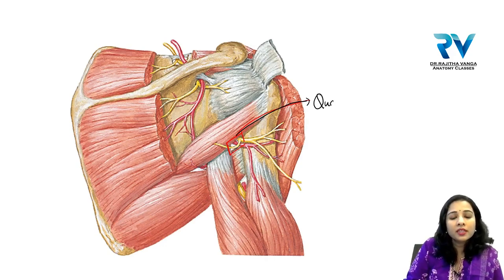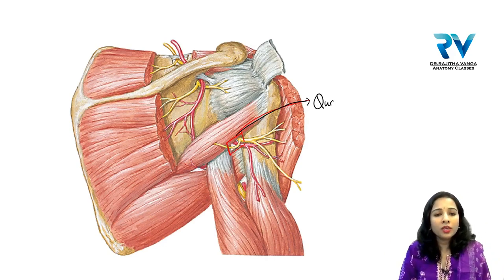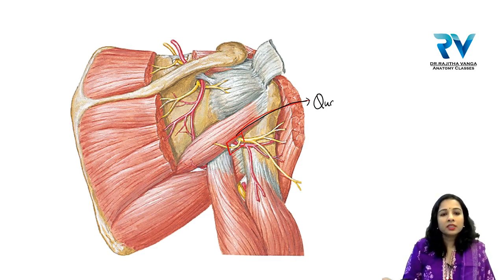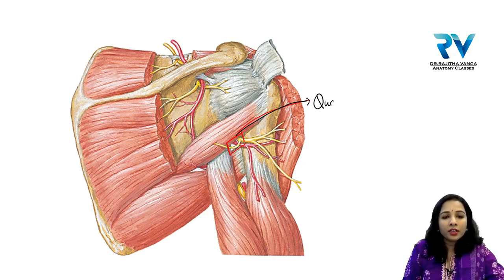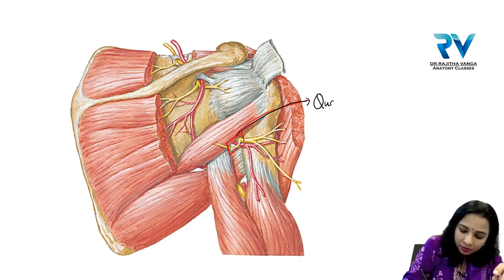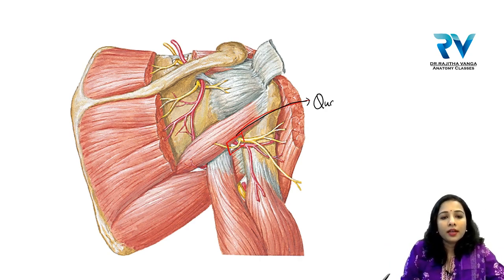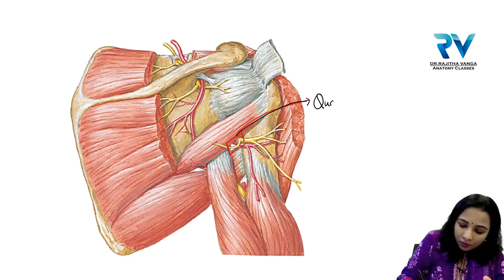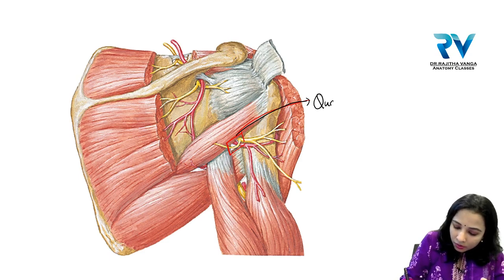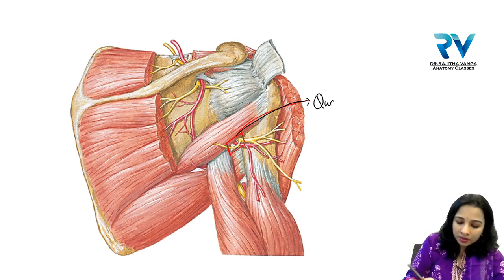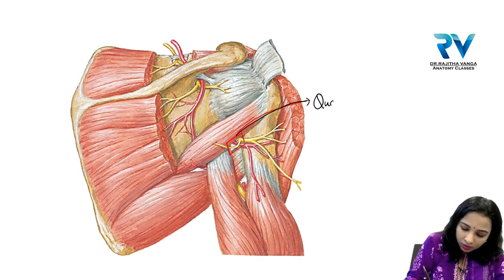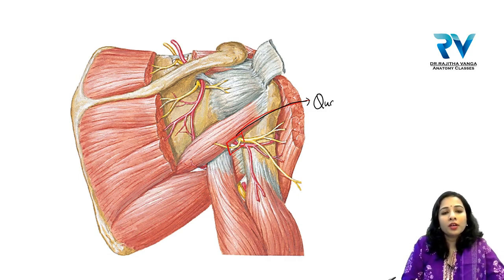Teres major gets origin from the lower part of the lateral border of the scapula, and gets inserted into the lip of the intertubercular sulcus. We can see here, this is the teres major muscle. Laterally it is bounded by the surgical neck of the humerus, which forms the lateral boundary. Medial boundary is formed by the long head of triceps muscle. So these are the four boundaries of the quadrangular space.